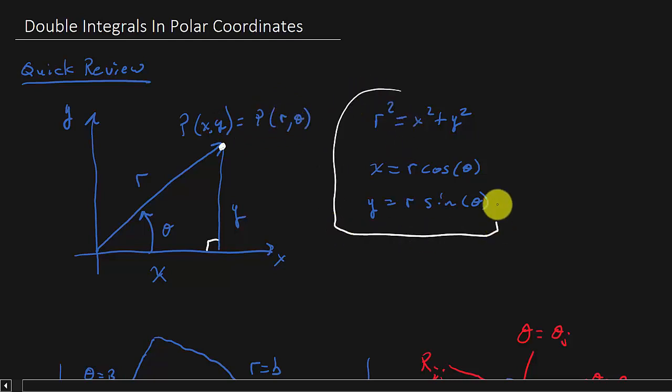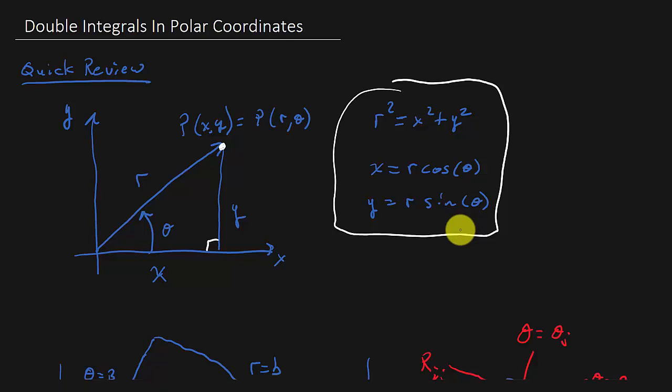use this right here. r squared is equal to x squared plus y squared, x is equal to r cosine theta, and y is equal to r sine theta. You've done this before, so just keep this in mind of how to convert to polar form.